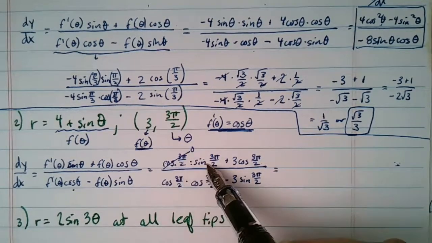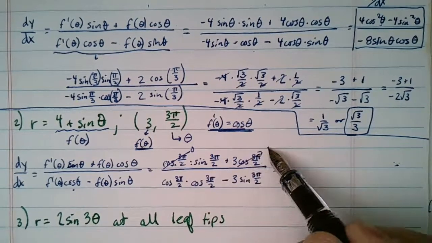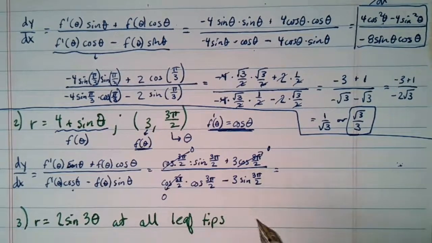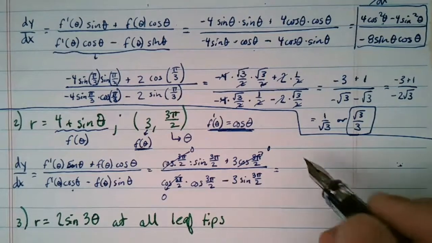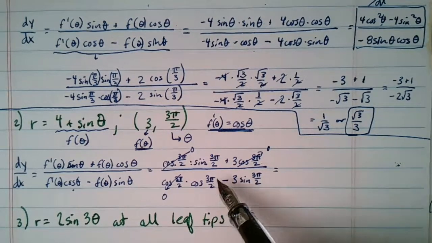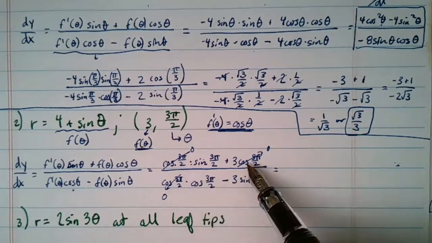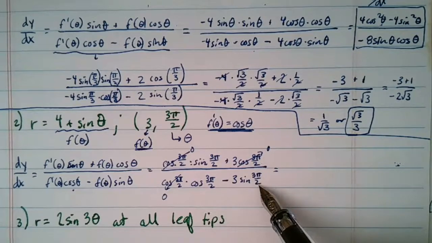And 0 times anything is 0. So that whole thing is 0. And then up here, we also get a 0. Down here, we also get a 0. So we get a whole bunch of zeros. What does that leave me with? Well, the only thing left, by the way, just for fun, 0 times anything is 0. This is a 0. Just for fun, the sine of 3 pi by 2 is negative 1.